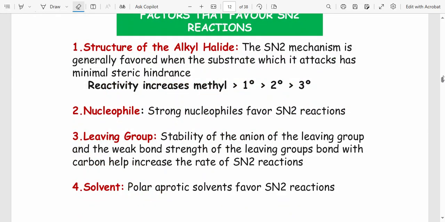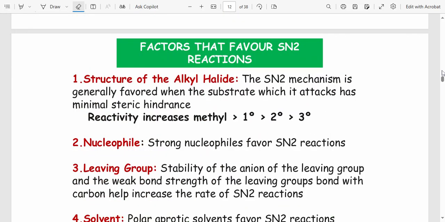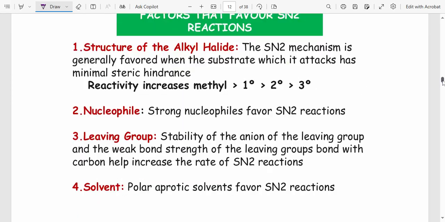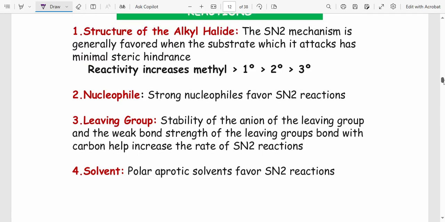So there are factors that will make a reaction favor SN2 instead of SN1 reaction. So the first thing is the structure of the alkyl halide. The reactivity: methyl halides will show a faster reaction than primary, than secondary, than tertiary. So a methyl is something like this. Let's say I've got a bromine, it's just attached to one carbon like that. One carbon is a methyl, so this is a methyl bromide.